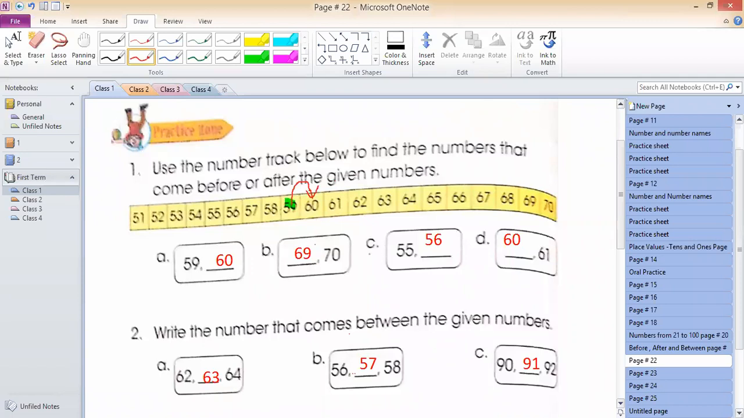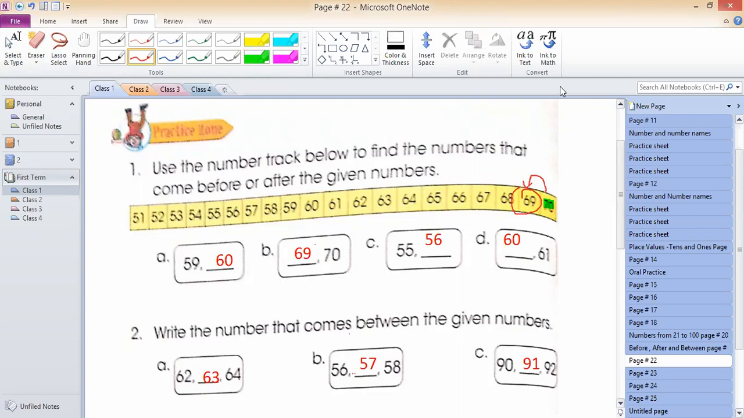Same here, guys. This is 70. And what number comes before 70? For that, you will check where 70 is. This is 70. And what number is exactly before 70? You will check the previous box of 70. This is 69. Or from 70, when you count back, what number do you find? That will be 69.